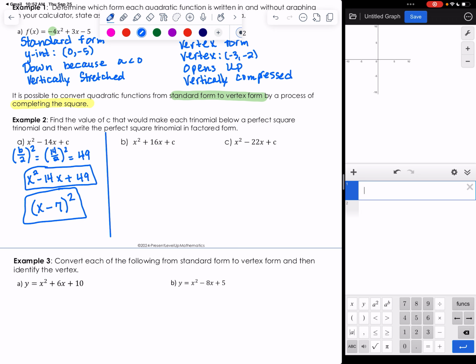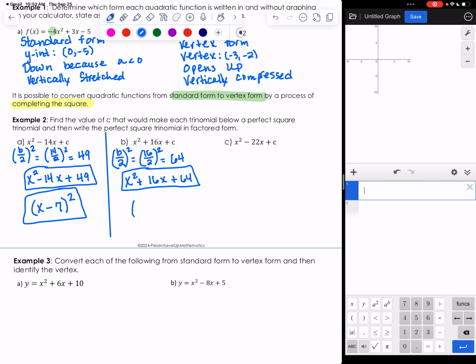So we have x squared plus 16x plus c. We want to know what c should be in order to create a perfect square trinomial. So remember, we're going to take the middle number b, divide it by 2, and square it. So our middle number is 16. Divide that by 2, and square it. So 16 divided by 2 is 8. 8 squared is 64. So let's write this as a perfect square trinomial. That's our first answer.